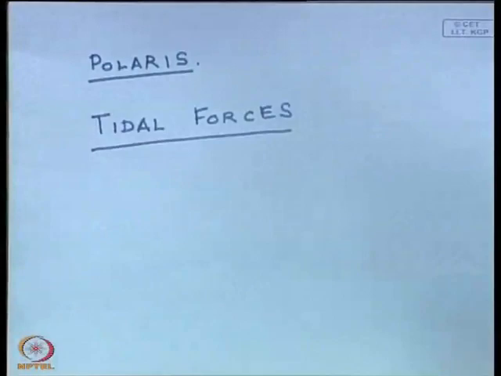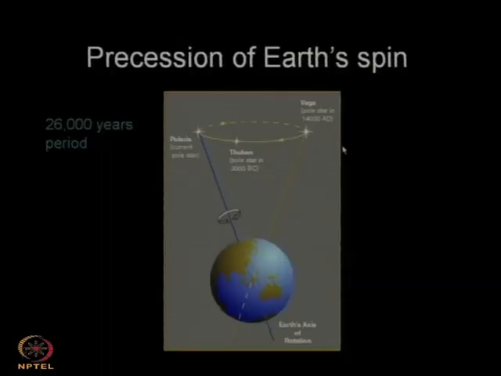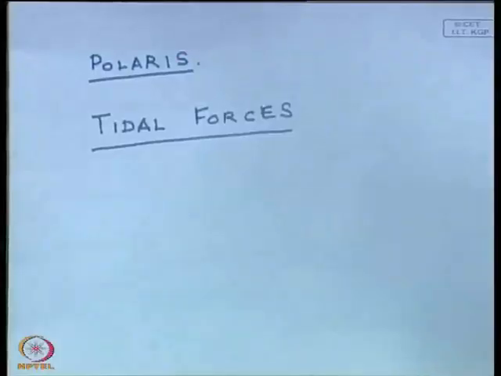The Earth's rotation axis precesses; it does not remain in a fixed direction, but goes around like this, and it does one revolution in 26,000 years. The period is 26,000 years, and it does not remain fixed because of the tidal forces due to the sun and the moon. The sun and the moon exert tidal forces on the Earth, and this causes the rotation axis of the Earth to precess with a period of 26,000 years.